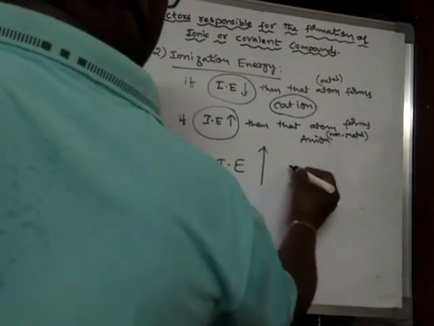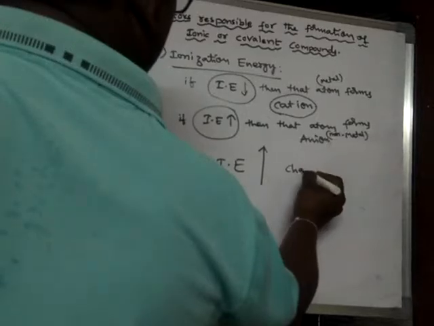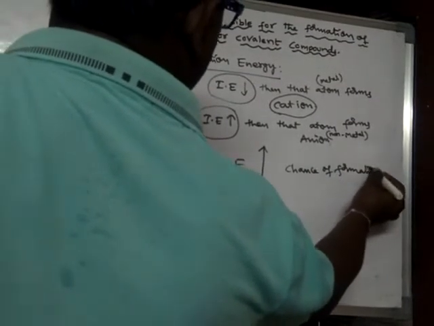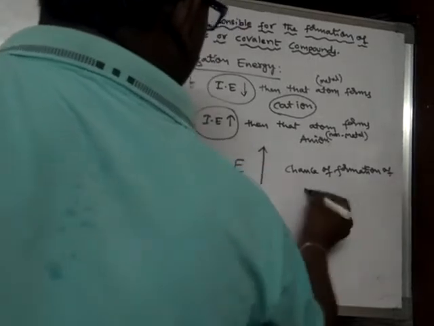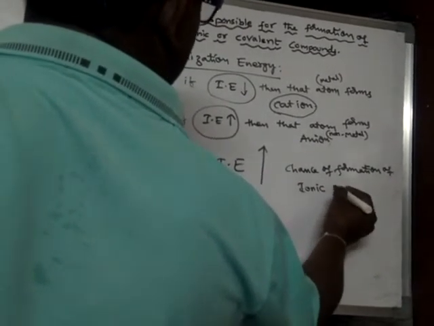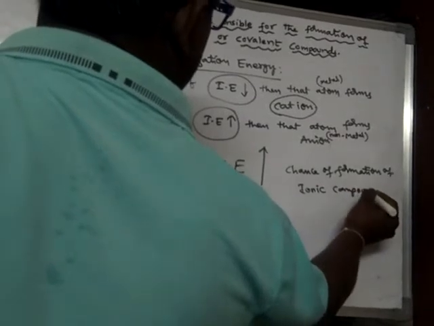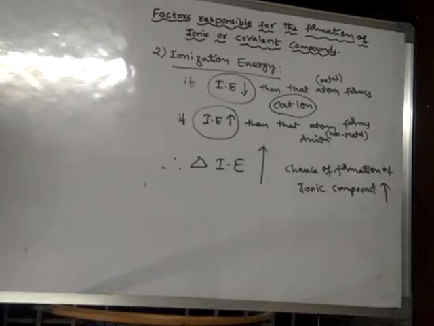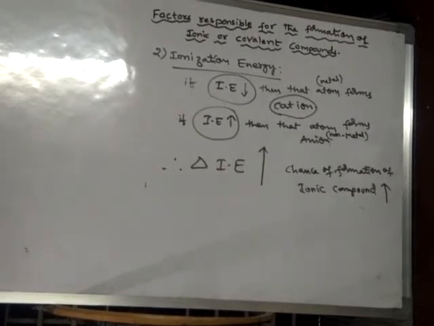So the more it increases, the chance of formation of ionic compound increases. There is a more chance of formation of ionic compound if the electronegativity difference is more.